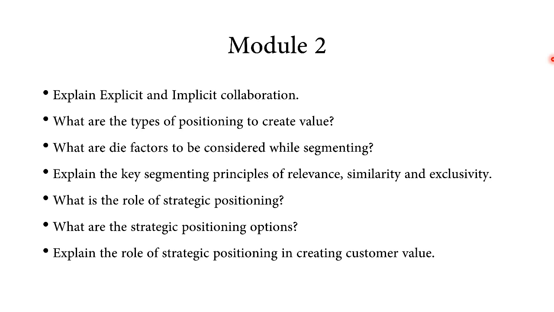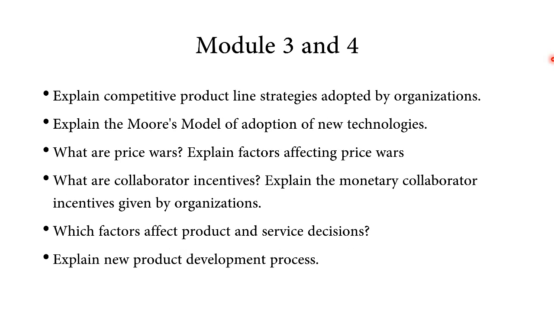Okay, next. Now module 3 and 4 I've combined. Explain the competitive product line strategy adopted by organizations. Explain the Moore's model of adoption of new technology. One of the most important answers. What are price wars and explain the factors affecting price wars. Very important. What are collaborators incentives and explain the monetary collaborator incentives given by organizations. Which factors affect the product and service decision, and explain the new product development process. These are the first set of questions under module 3 and 4. Okay, you can go through it once.